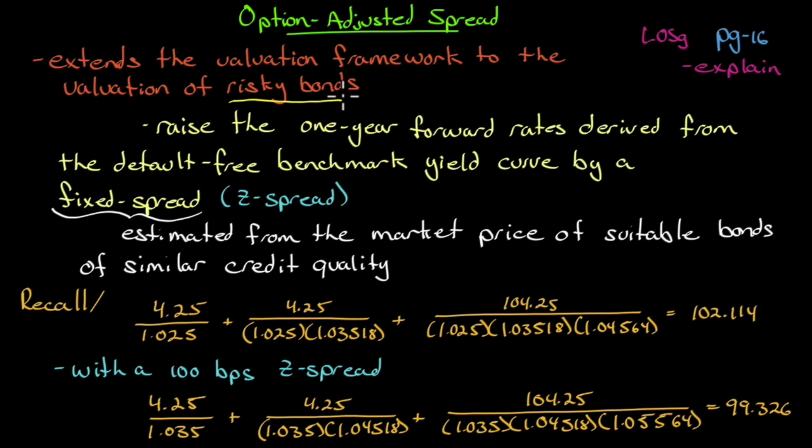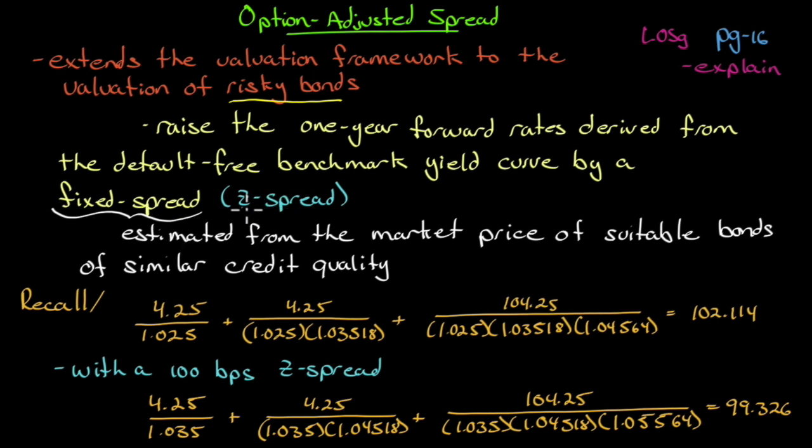Well, we raise the 1-year forward rates derived from the default free benchmark yield curve by a fixed spread, the Z-spread. So you know that tree, the way we do that tree, and we center all of the rates around the forward rates? Well, after you get that tree, what you want to do is raise all of those rates by a constant amount. We're going to do that on the next screen to show you how that's done.